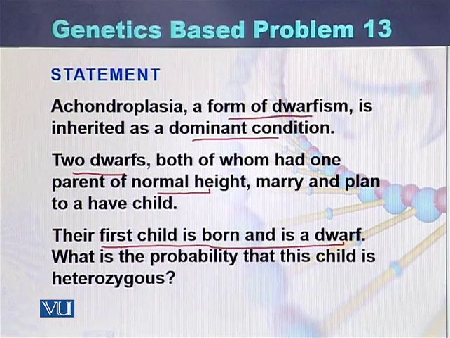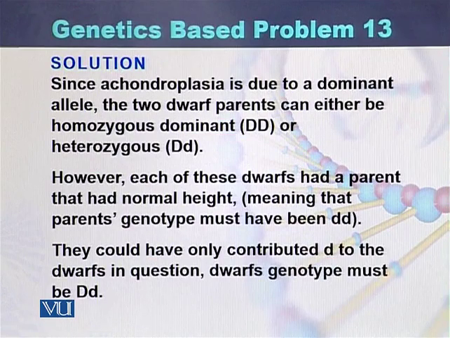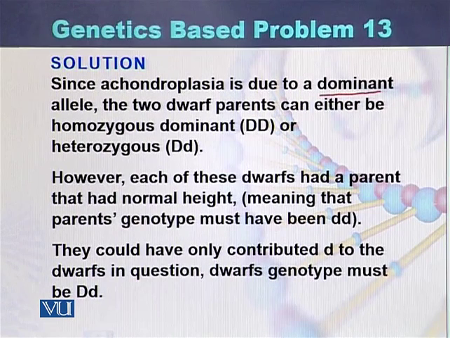What would be the probability that this child is heterozygous? We have to tell whether this child is homozygous or heterozygous, and if the child is heterozygous, we have to tell the probability or the percentage. Based on the statement, the disease is due to a dominant allele; it was mentioned that it is a dominant disease.